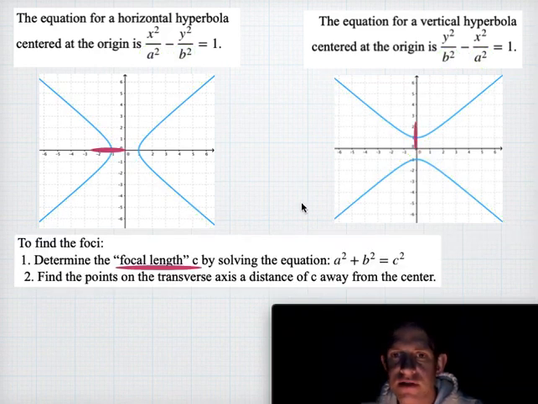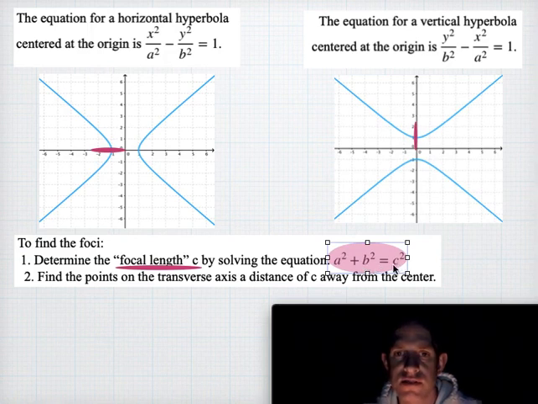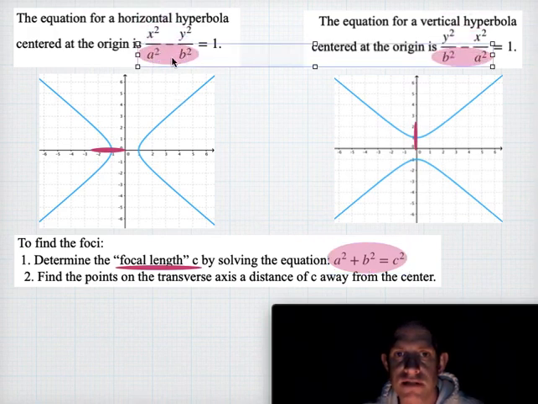This is where I was talking about earlier, the focal length. If you want to find the focal length, you need the formula a squared plus b squared equals c squared. If you watch the ellipse video, that's a little different. The ellipse is a squared minus b squared. So if we want to find that focal length, we'll have to look at a squared and b squared and add them together, and that's the focal length squared.